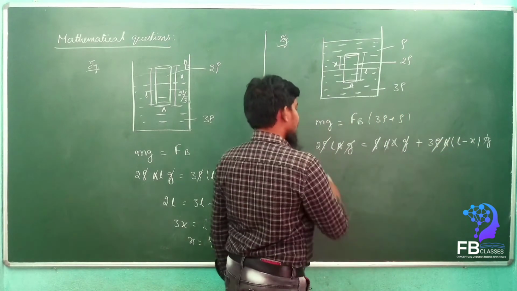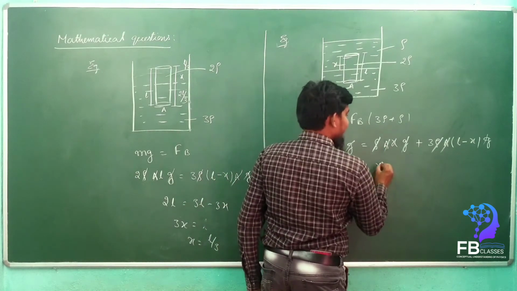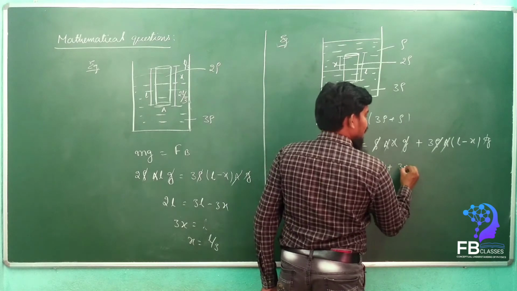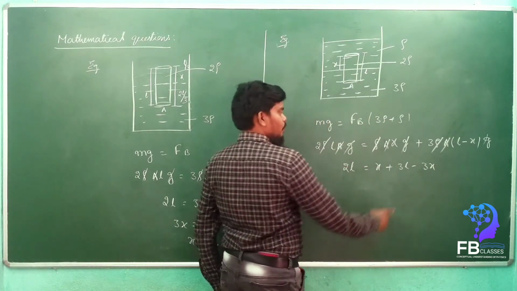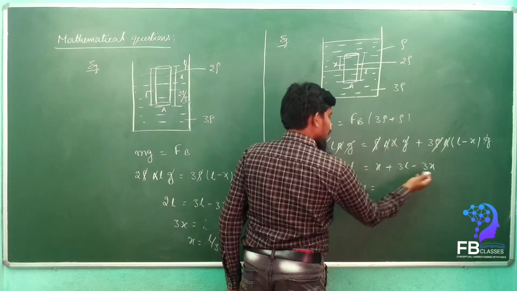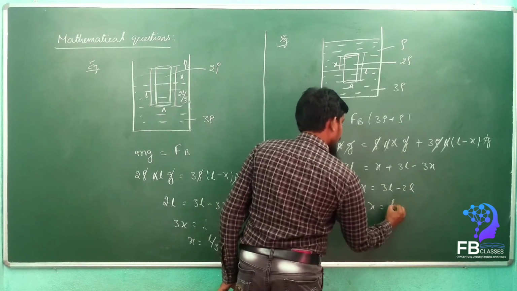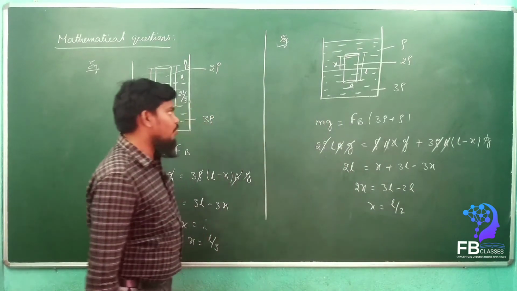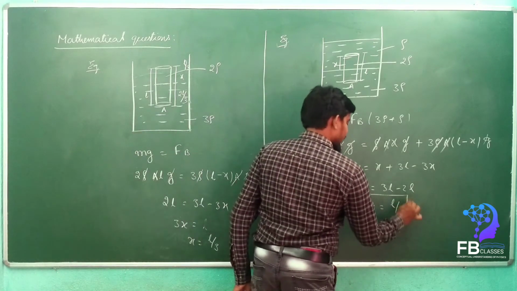Here rho A g will get cancelled. What is remaining here? 2L is equal to X plus 3L minus 3X. Now the total is 2X. So 2X is equal to 3L minus 2L. X is equal to L by 2. X is equal to how much, my dear? L by 2. So this is the X value.